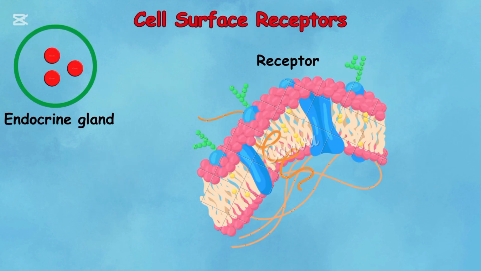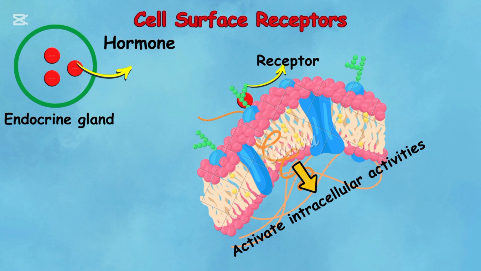Hormonal action based on cell surface receptors occurs when the hormone released from the endocrine gland binds to its receptor on the cell membrane. The binding of the receptor to the cell membrane activates intracellular activities, which leads to a fast and strong cellular response.